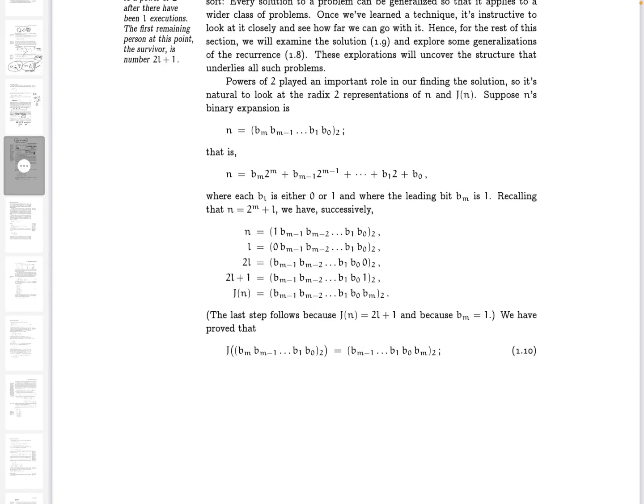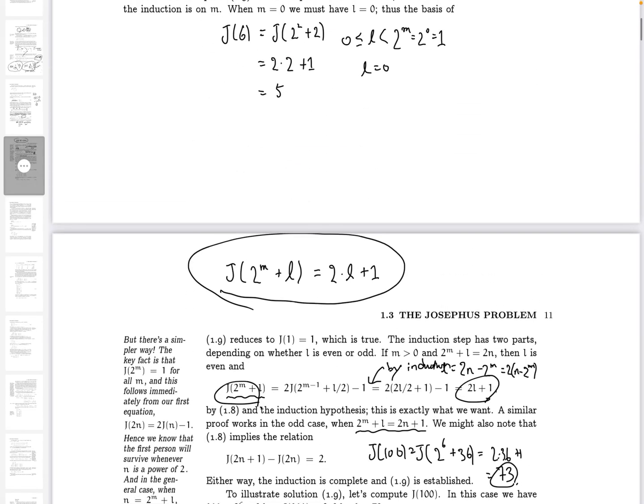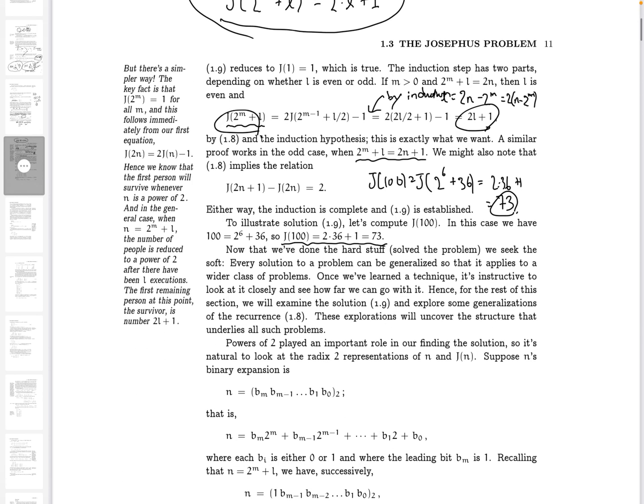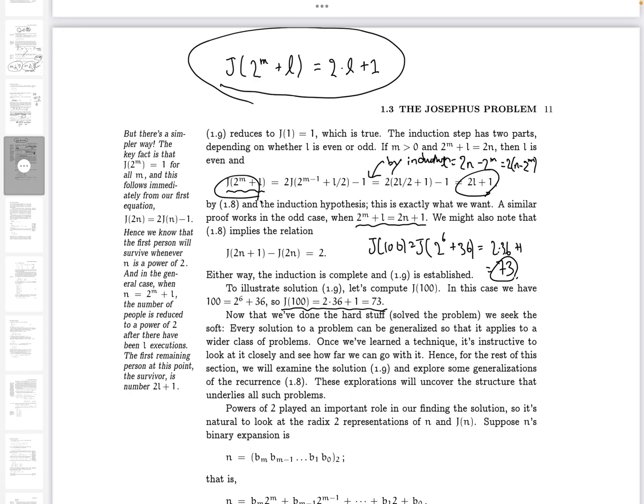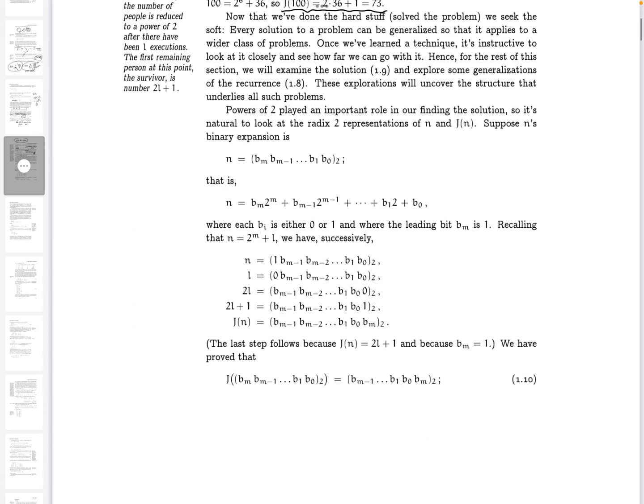Hello everyone. So we're going to continue on the Josephus problem. Last time we proved that J(2^m + l) is equal to 2l + 1, where l is the remainder of representing a certain number in terms of 2 to the power of m.